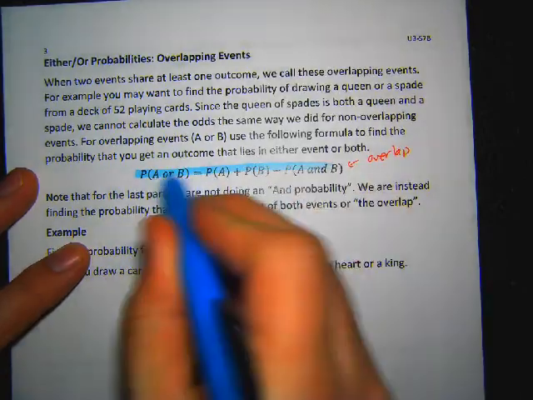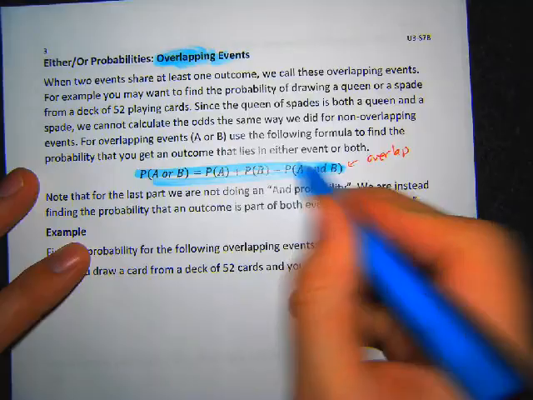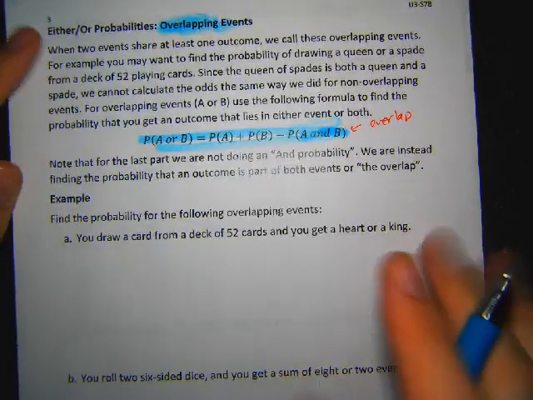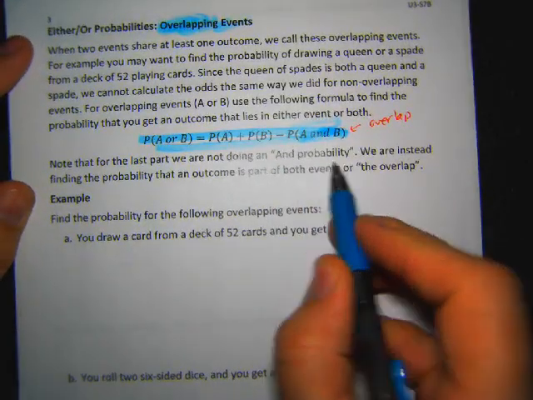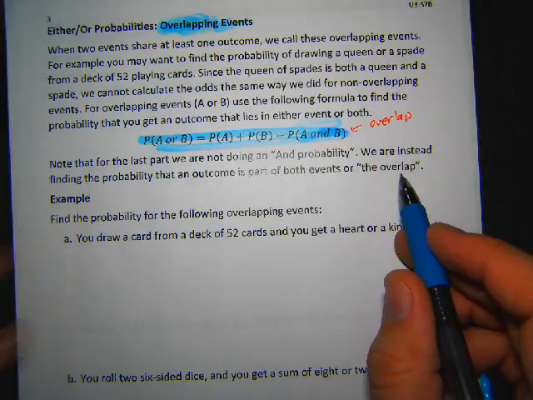So when we do this probability with overlapping, it's all about having this overlap. We have to subtract the overlap. It's not A and B like we did earlier, when I was drawing two cards trying to get a queen and get a spade. No, this is the probability of getting something that's both. It's both A and B. It's the queen of spades. Okay, so that's what this is saying here. It's not an and probability. We're not drawing two cards. We're just doing one probability. We're trying to find something in the probability that's in both.